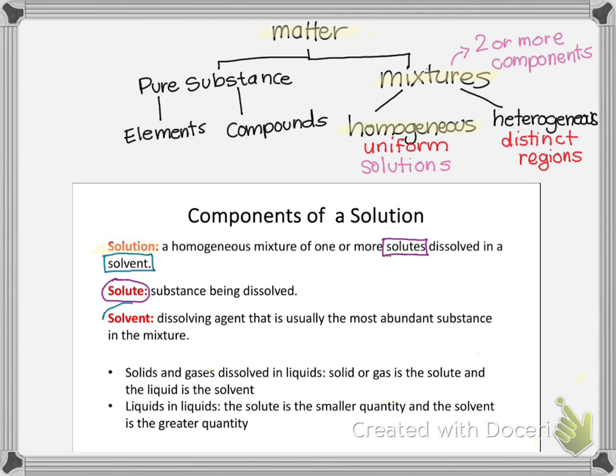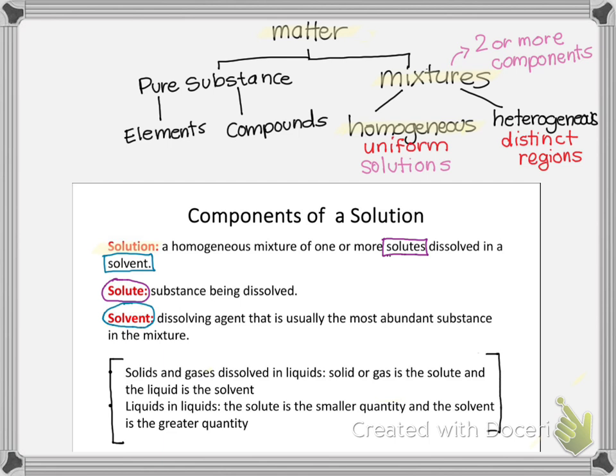So if you look right below solute, there's the definition of the solvent. It says the dissolving agent that is usually the most abundant substance in the mixture. So there's always that word usually. So usually the solvent is the one that you have more of when you look at the different components. Now, I do have some specifics that sometimes help you with deciding what the solute and the solvent is, and that's down here beneath it.